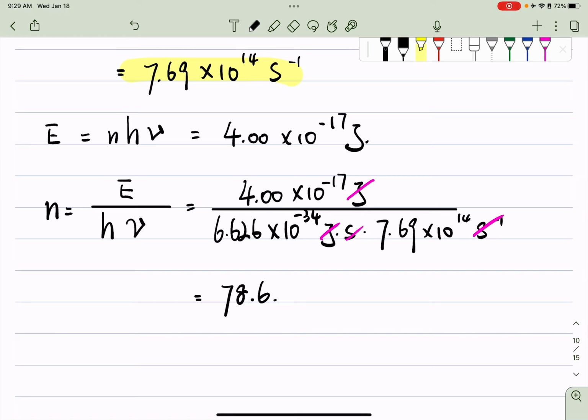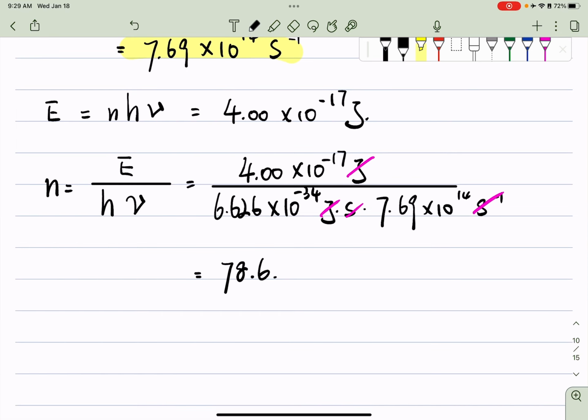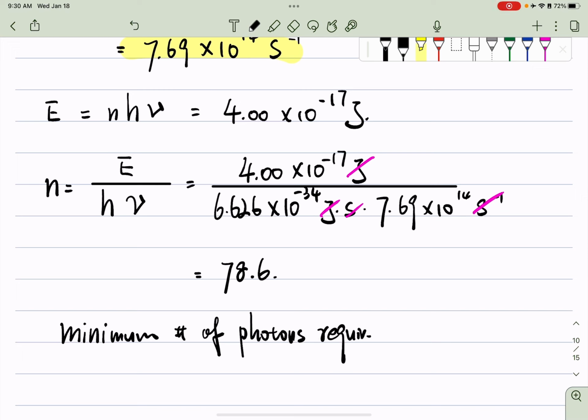Since we're talking about the minimum number of photons, it needs to be an integer, so we need to round it up. So that's going to be 79. And if you think about it, that's going to be a purple light because the wavelength is 390 nanometer. You might also be asked what color of the light it is.